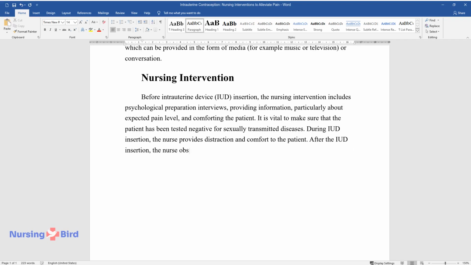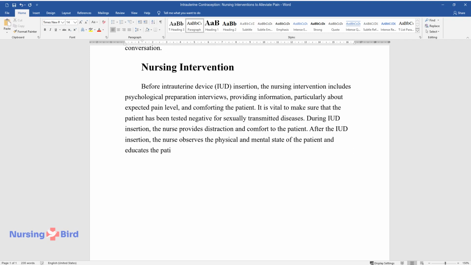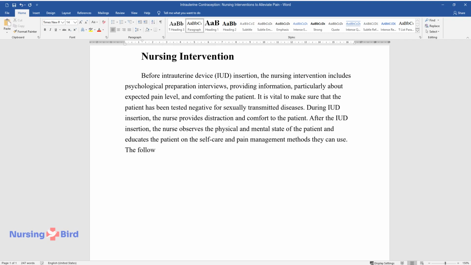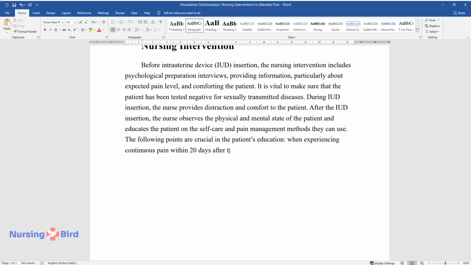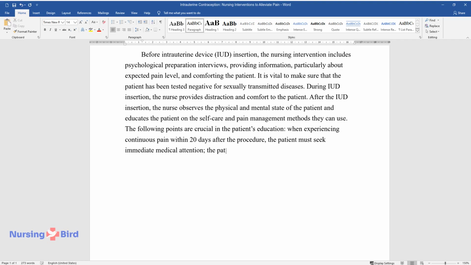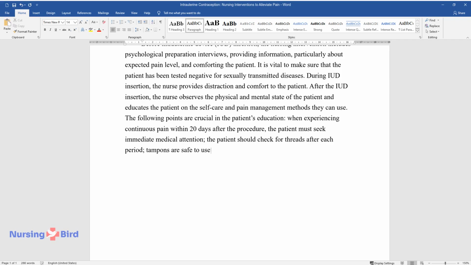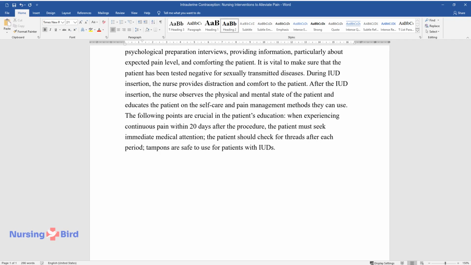After the IUD insertion, the nurse observes the physical and mental state of the patient and educates the patient on the self-care and pain management methods they can use. The following points are crucial in the patient's education. When experiencing continuous pain within 20 days after the procedure, the patient must seek immediate medical attention. The patient should check for threads after each period. Tampons are safe to use for patients with IUDs.